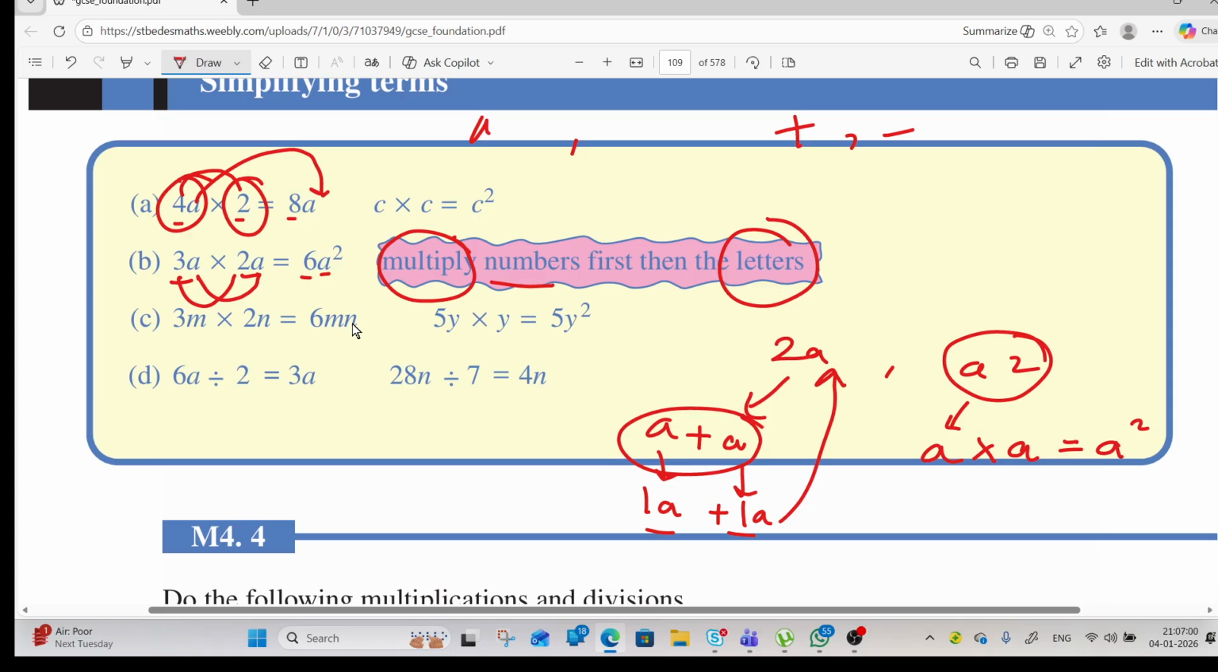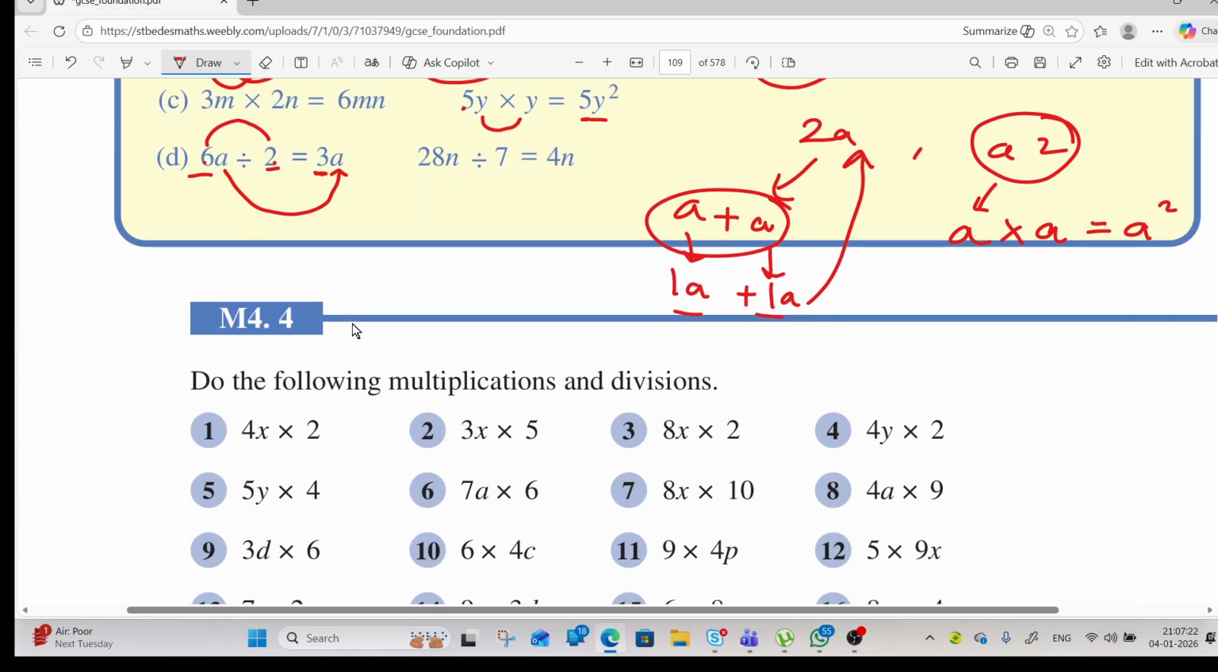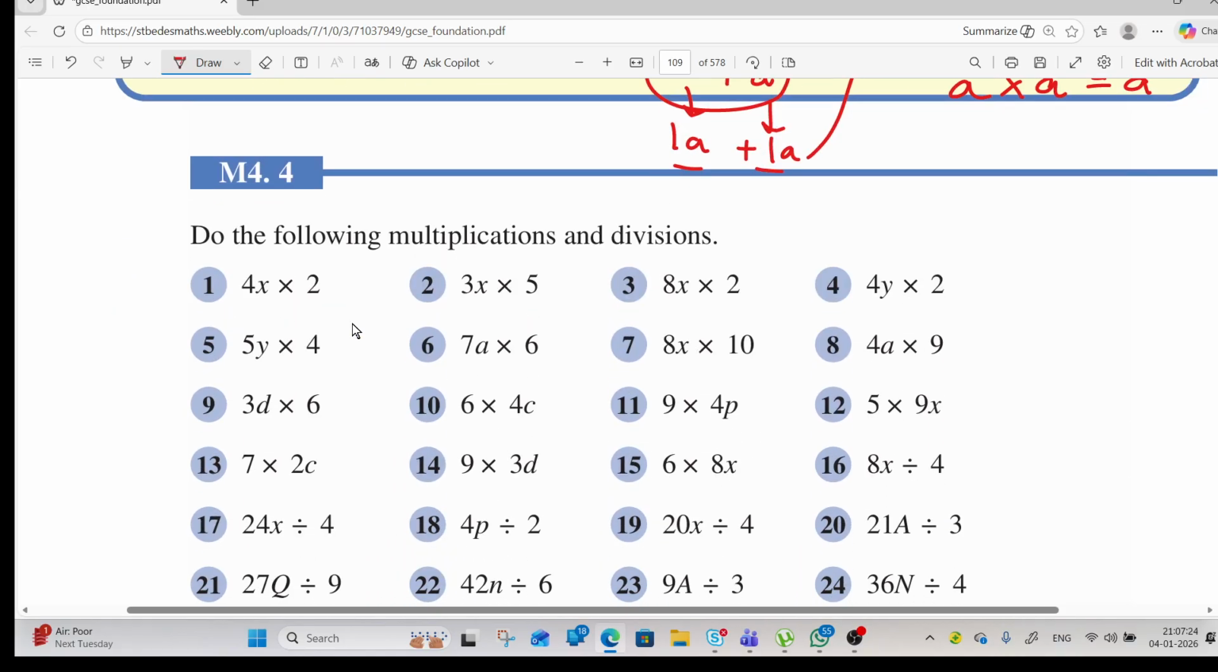So now let's see 5 times 5y times y. So there are 2 y's, so y square, and 5 would be like that. Similarly for division, if you have 6a divided by 2, you divide numbers first. 6 divided by 2 is 3, and you write the variable as it is. Can you tell me how much is this?